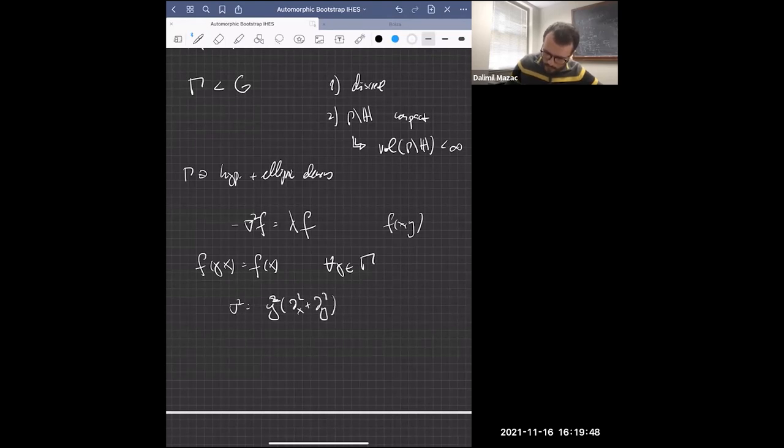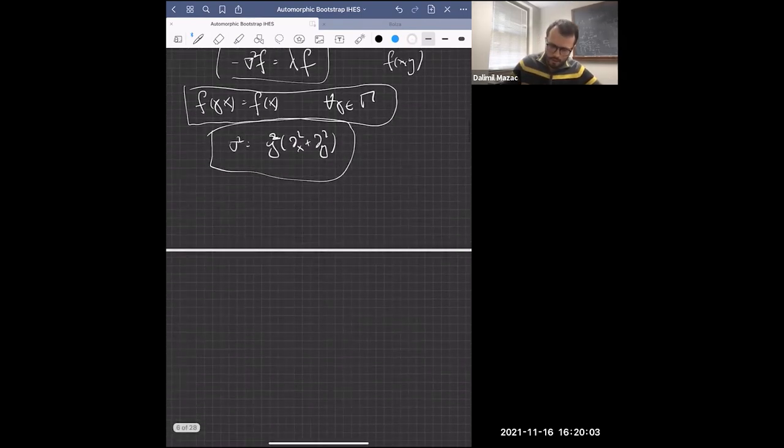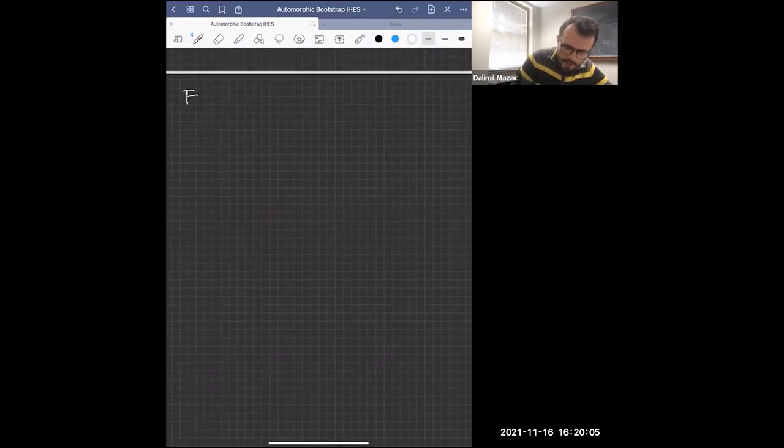Okay, so we are solving this equation with this Laplace operator in the space of smooth functions on the upper half plane, which satisfy this invariance condition. Now, let me just describe some simple examples.